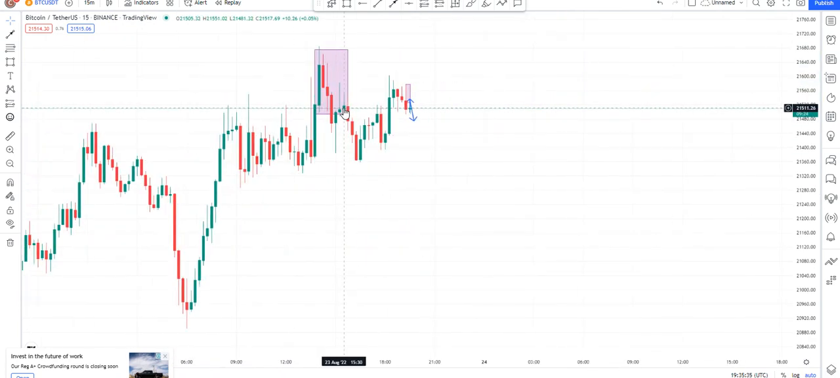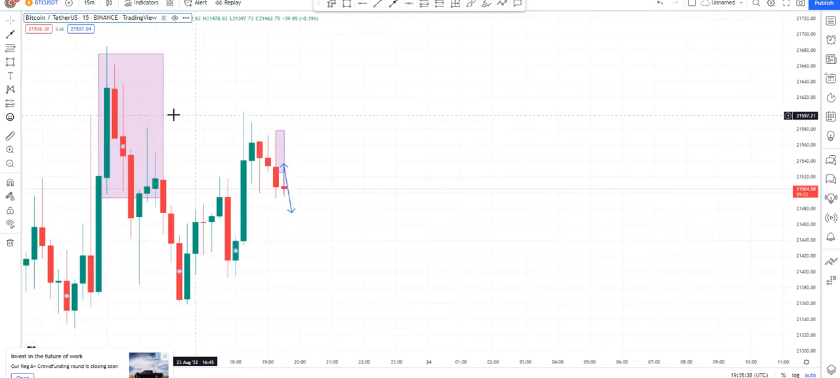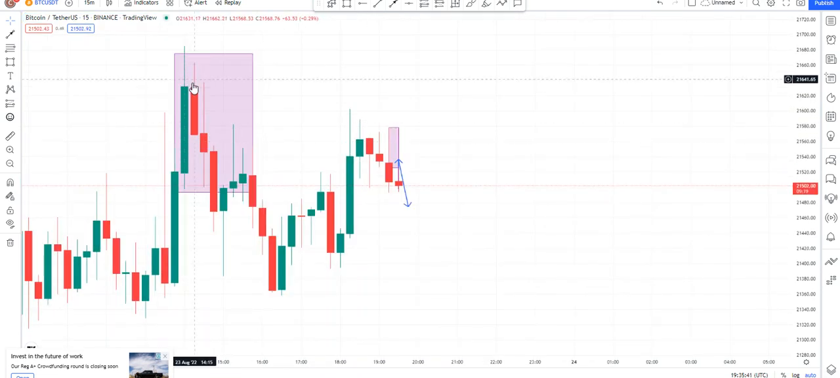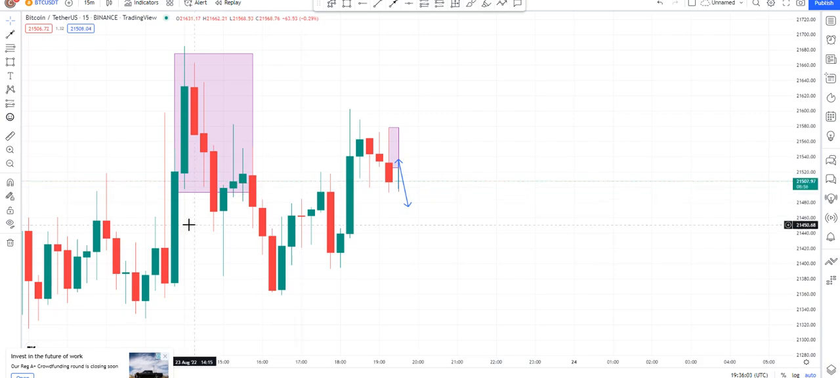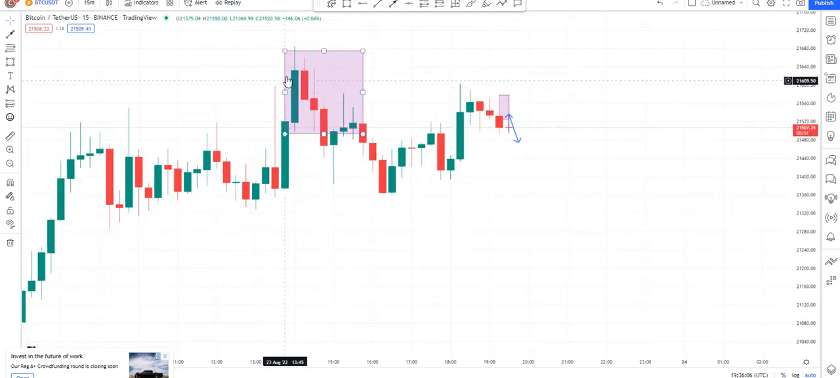You can see that on the 15 minute time frame, all of those candles are just one candlestick. That's why we say that sometimes two or more consecutive candlesticks can be blended into one order block, because they represent just one candlestick on a higher time frame. To avoid big order blocks like this, I like to choose other blocks that don't follow each other.